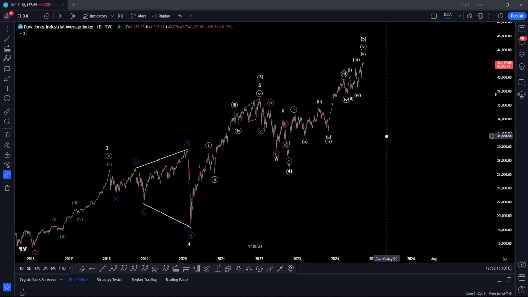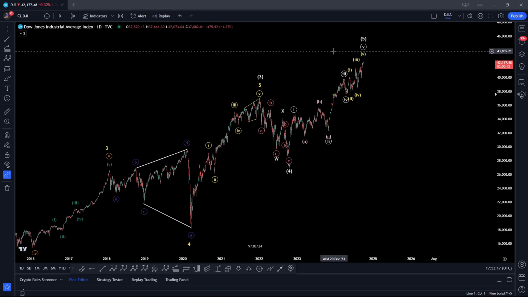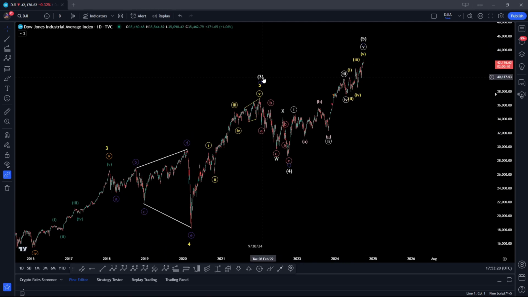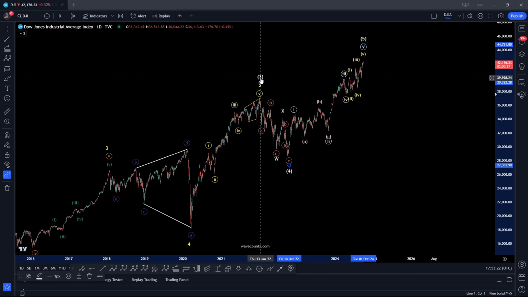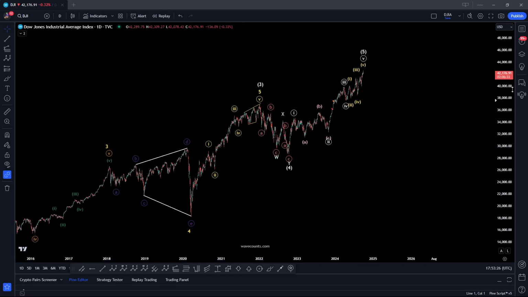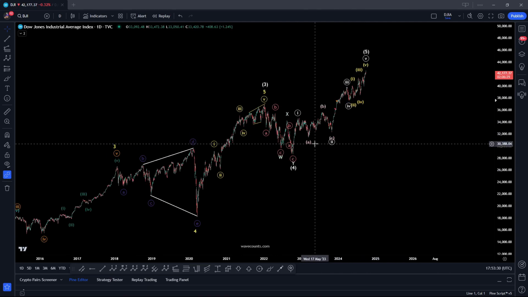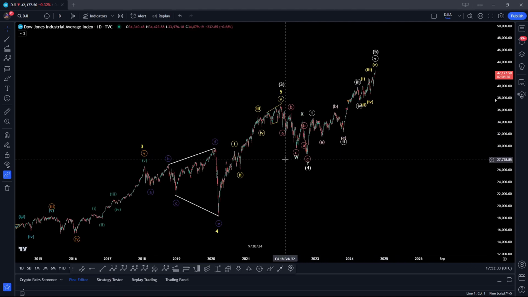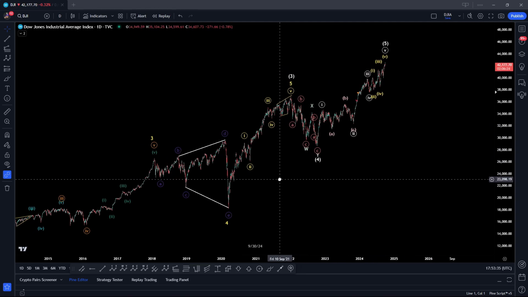Notice the different degrees here. Okay, we have a 3 here, a 4 here, a 5 here, right? And of intermediate degree. There's a larger degree at play as well. But the important part here is that this ends a larger pattern.